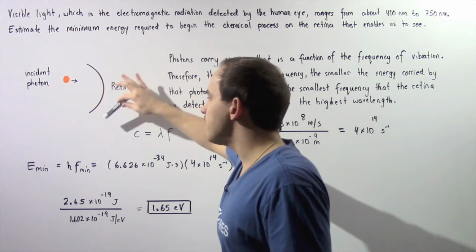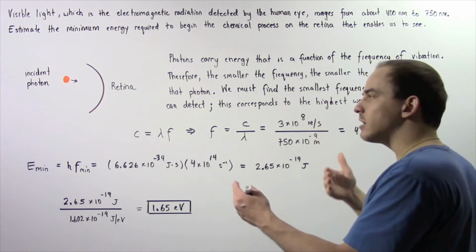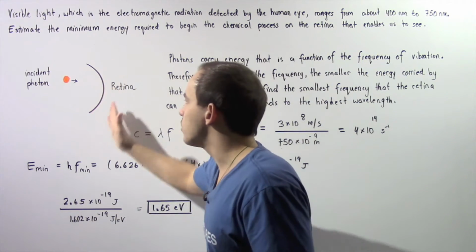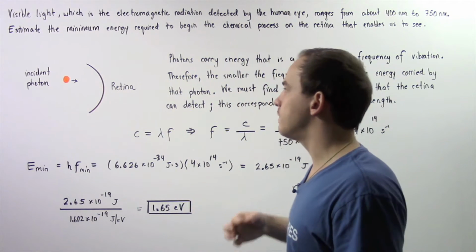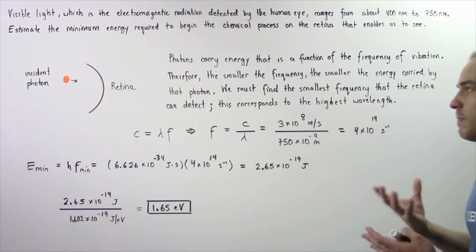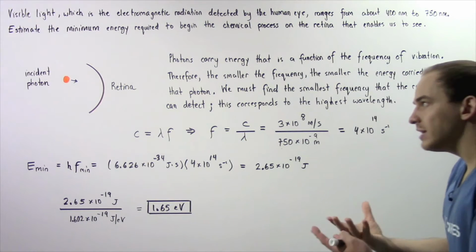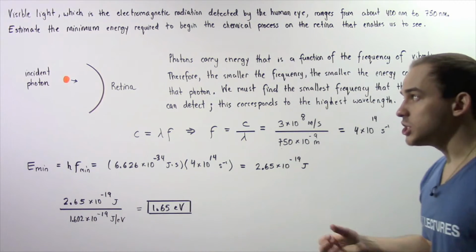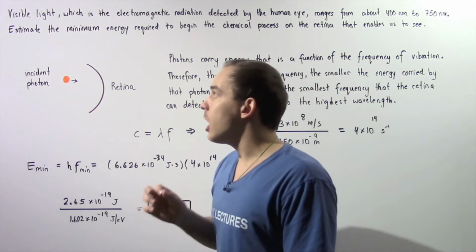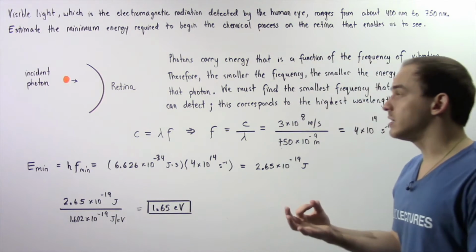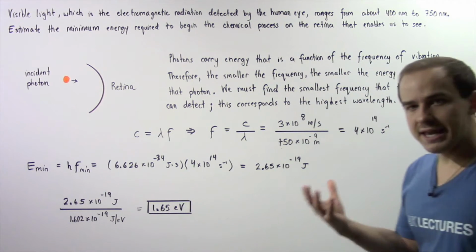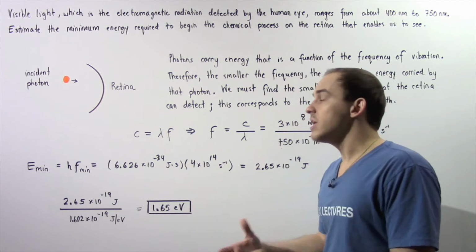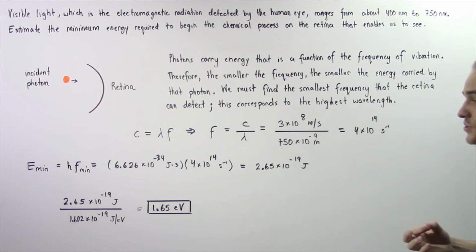We have the retina of the eye that is found in the back of the eyeball of the human eye, and the photons essentially collide with the electrons found on the retina. Now, photons are basically discrete quantities that carry energy, and the energy is a function of the frequency of vibration of those photons. So the smaller the frequency of the photon, the less energy our photon carries.